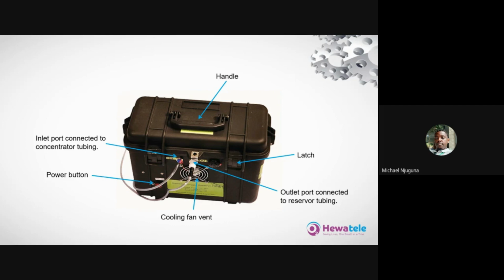As we had seen much earlier, the inlet port connects to the oxygen concentrator tubing. This is the inlet port indicated by the label "in". And this other side, which has a secure connection, is the outlet port, which is connected to the reservoir tubing. And at the bottom here, where we can see quite clearly, this red part is a power button, the on and off switch. And of course, we have cooling fan vents, which we'll talk more about in the next slides.